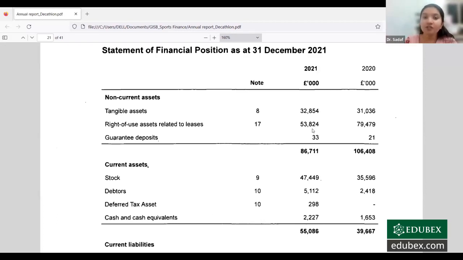Deferred tax asset. Let me explain it this way: they have made the payment for the tax, and over and above, they've made an additional payment, and this will be adjusted in the future. The three zeros mean that it is in thousands. So one is that the money is kept in the deposits, and the current assets will again include deferred tax assets. This money is additionally paid as tax, and this will be adjusted in the future. Cash and cash equivalent means that this amount will be in the cash or the bank balance of the company.